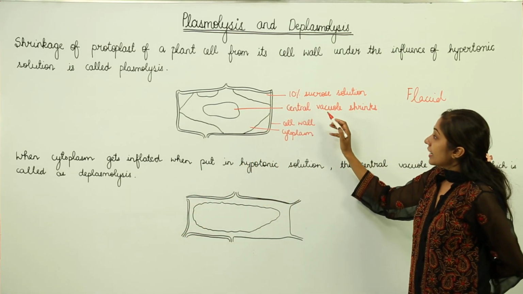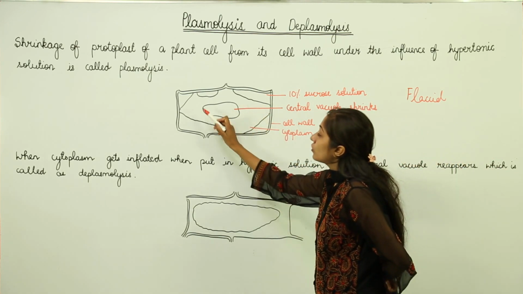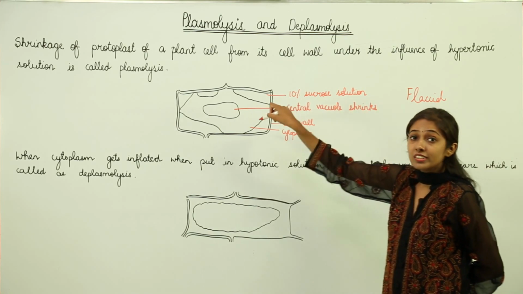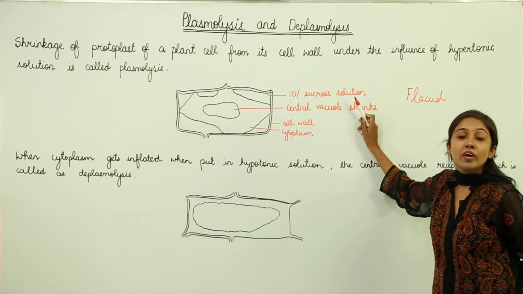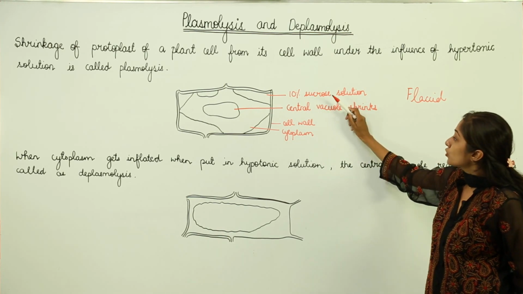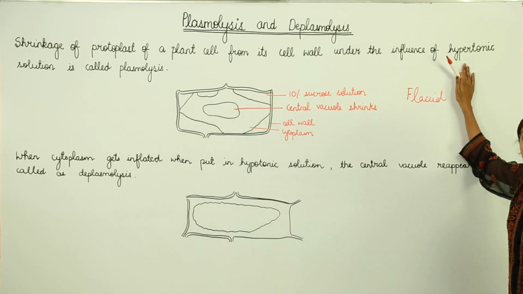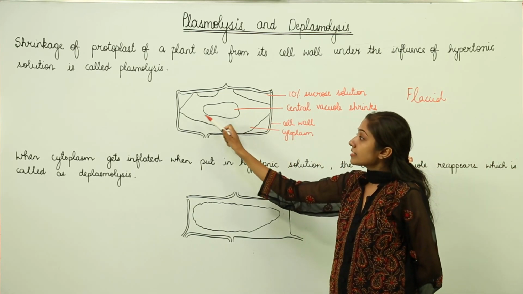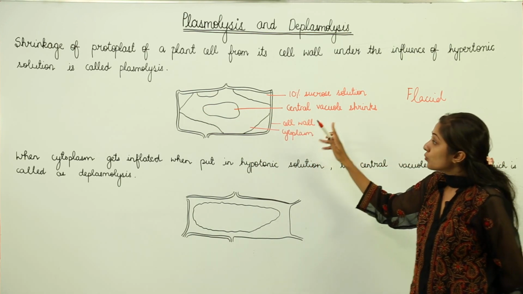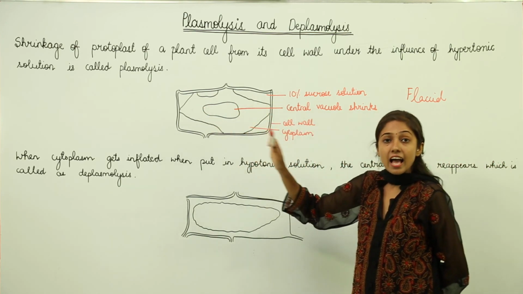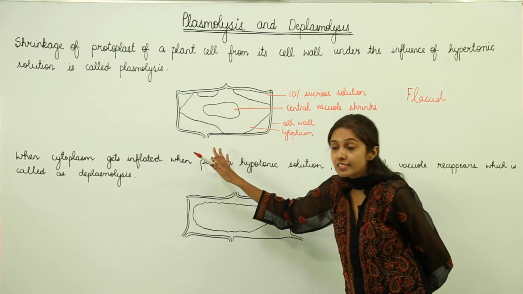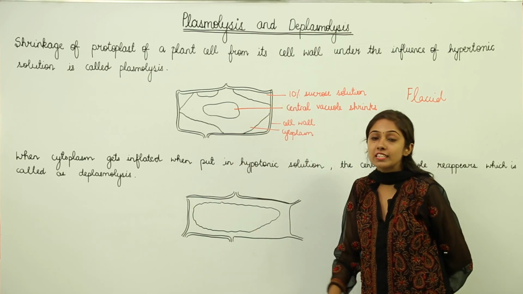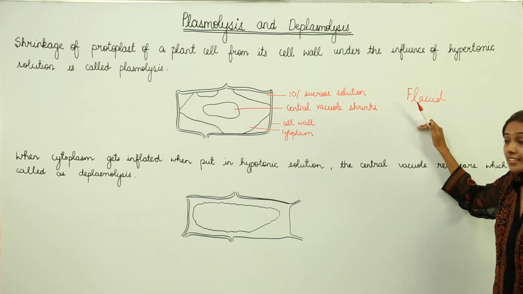Now, you can see that the central vacuole has shrunk. So, the central vacuole shrinks. Why? Because we have put this cell into a concentrated solution, that is a 10% sucrose solution, means it is a hypertonic solution. Now, the cell membrane along with the cytoplasm leaves the cell wall, due to which shrinkage has taken place, and this cell is known as a plasmolysed cell, or a flaccid cell, and this phenomenon is known as plasmolysis, or flaccidity, right.